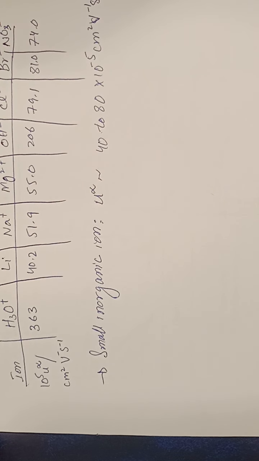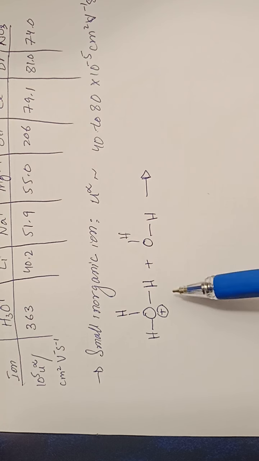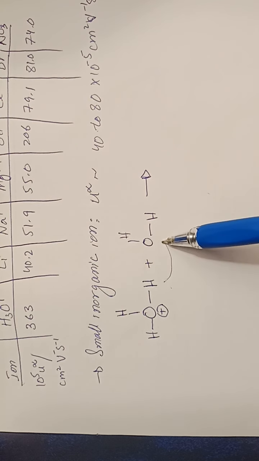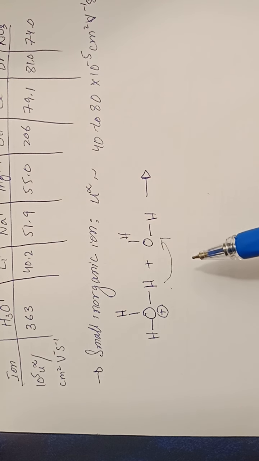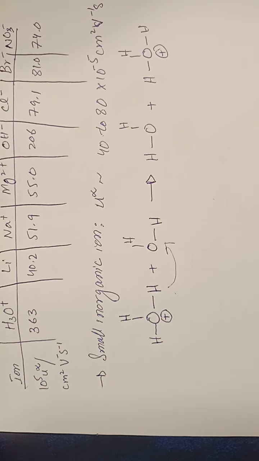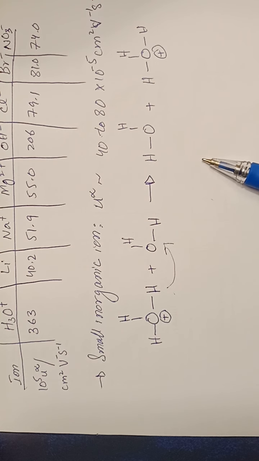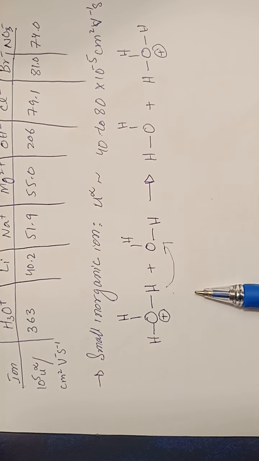These high mobilities are due to the special jumping mechanism that operates in addition to the usual motion through the solvent. A proton from a hydronium ion can jump to a neighboring water molecule, a process that has the same effect as the hydronium ion moving through the solution like this, but actually the proton is jumping from one water molecule to another. But overall it seems that the hydronium ions are moving.